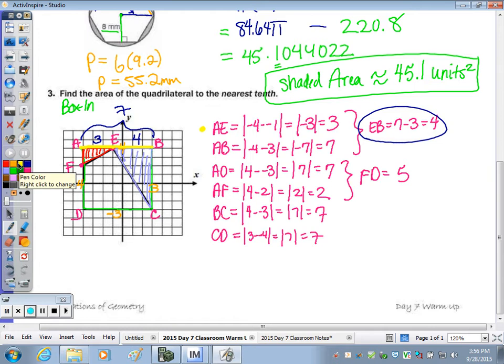Moving down to side AD, for the whole length I did the absolute value of the change in y, as it's a vertical segment, and the length of AD was 7. Then I found the length of AF, which is 2. So subtracting 7 minus 2, we get 5. So FD is 5. And last, you can see the work for BC and the work for CD. So I have the dimensions of my quadrilateral, each side of 7, so it is a square.